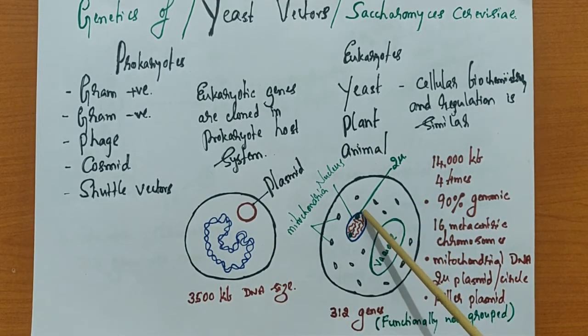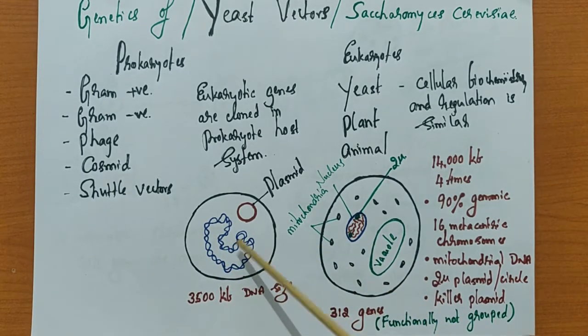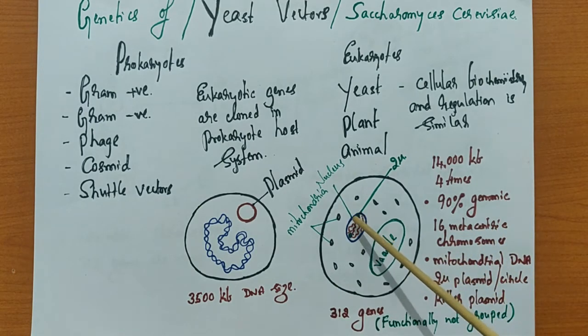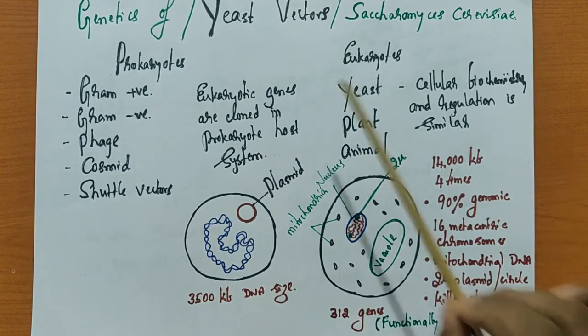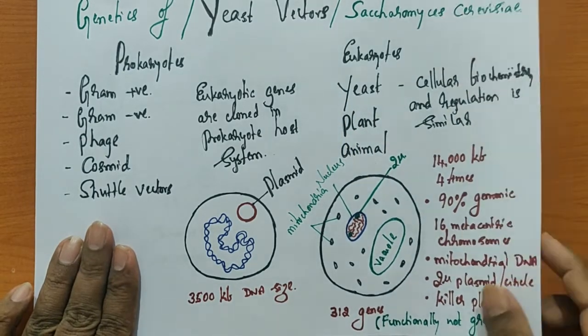We have to understand that in eukaryotes there is a nuclear membrane, and here it is going to be a circular genome, but here it is a linear chromosome. So there are 16 in number. 312 genes have been completely mapped with respect to yeast. So this is number one.